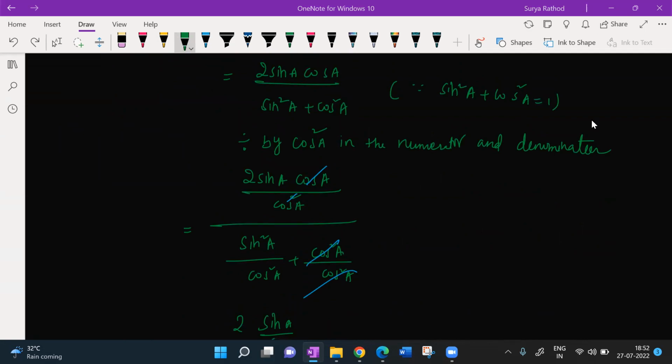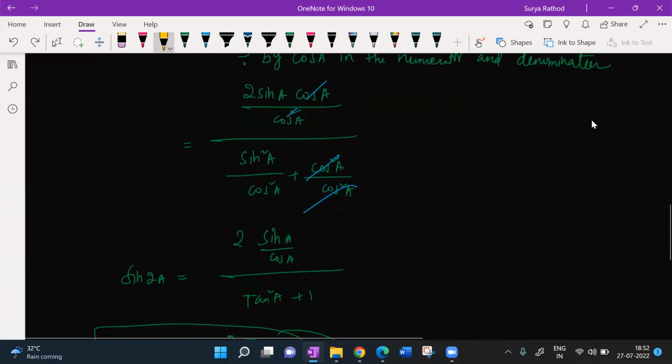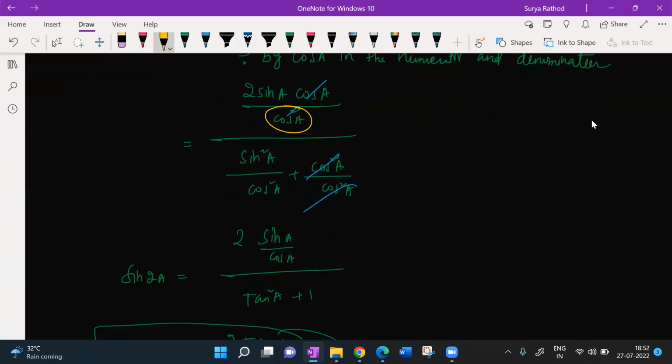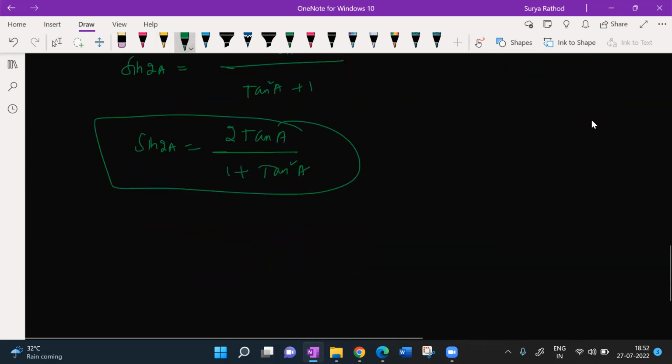Any doubts? Tell me quickly, make it fast. No, sir. Perfect. Superb. Wonderful. Cos square A in the numerator and denominator cancelled. I cancelled everything and ended up in terms of tan. That is my tan result for sin 2A. Okay? Yes, sir.